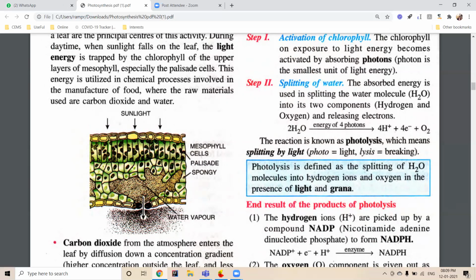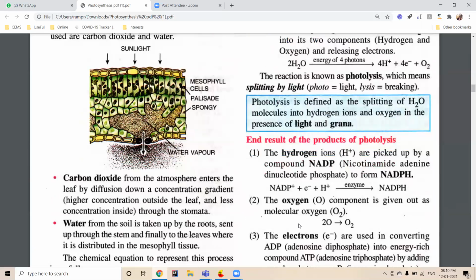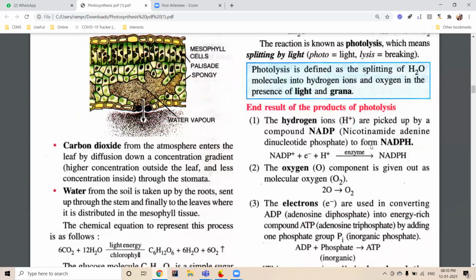What is photolysis? Splitting of water into hydrogen and oxygen in the presence of light and grana. Grana, we know, is a pile of thylakoids, like a stack of coins. A stack of thylakoids we call grana. What are the end results? Okay, photolysis will happen. What about the end result?